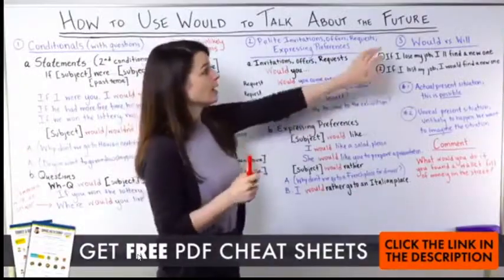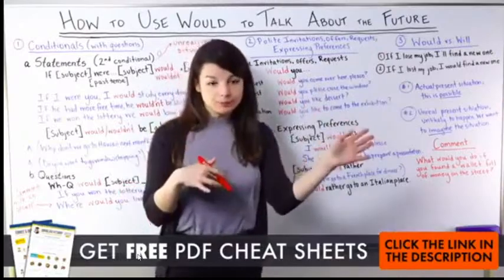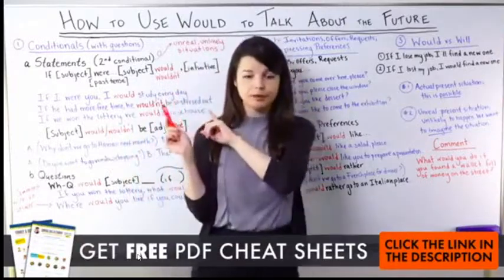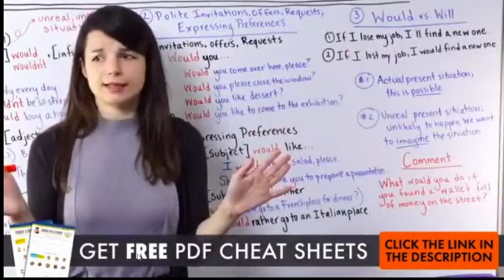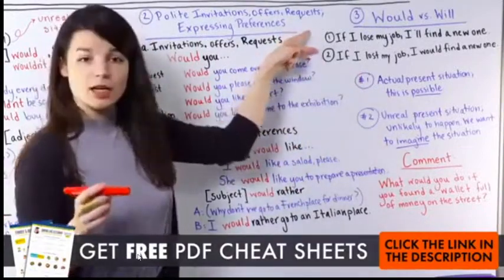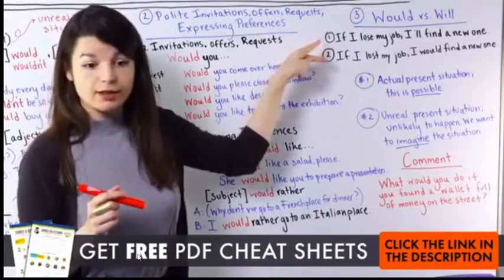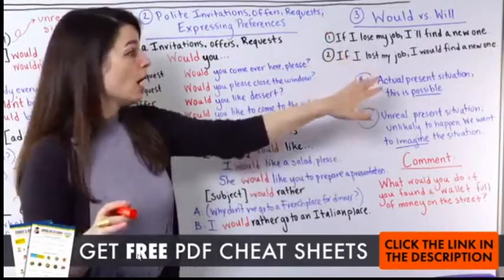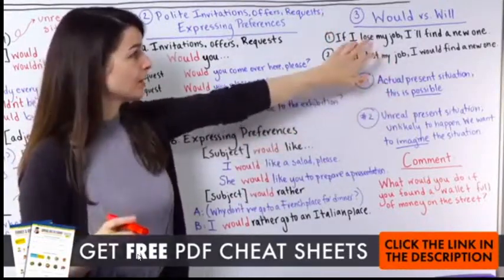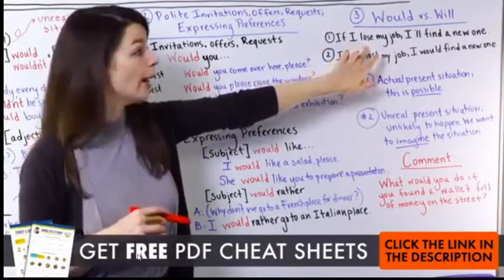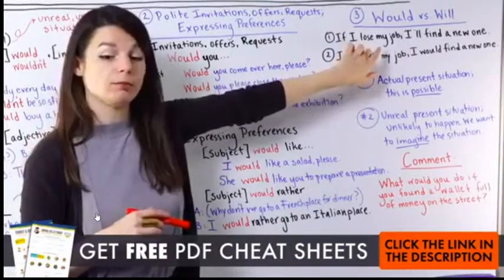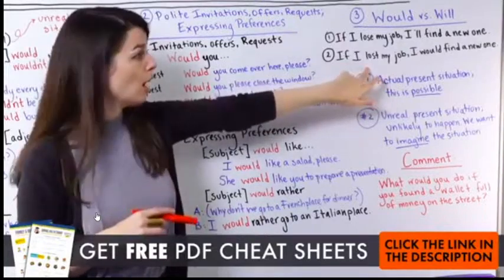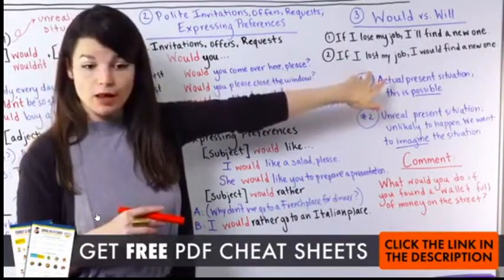Last point for today's lesson, number 3, is about using would and will. I covered the second conditional in the beginning of today's lesson. So I want to talk about the differences between these two. So key here is these 2 example sentences. These example sentences are both correct, totally correct, and totally fine to use, but they have different meanings. Let's discuss. Sentence 1 here is, if I lose my job, I'll find a new one. Sentence 2, if I lost my job, I would find a new one.